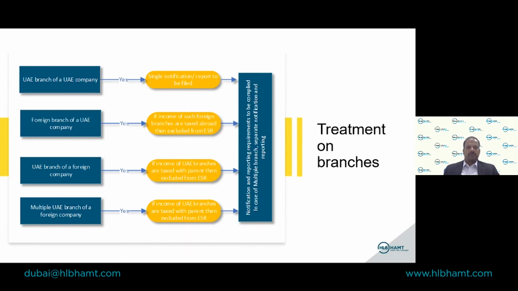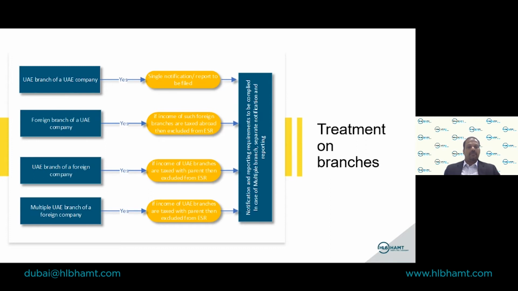UAE branch of a foreign company. Yeah, if income of the UAE branch is taxed with the parent, then it is excluded from ESR. Simple. Again, if there is a UAE branch of a foreign entity, and if this branch is already taxed in the other country or in the parent country, then earlier we had an impression that we were supposed to notify it or report it, but now they have clarified that no, it is not applicable. They are excluded from the ESR.